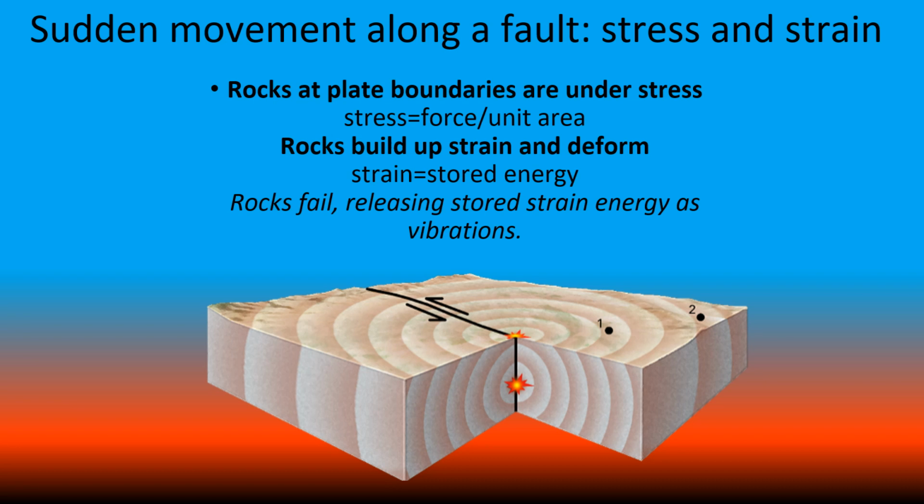All right, so sudden movement along the fault is a result of stress and strain. Rocks at plate boundaries, convergent boundaries and transform boundaries specifically, are under stress, which is just a force over a unit area. So pounds per square inch, for example, or kilograms per square centimeter. It's how much force is being exerted on a rock at a given point throughout that rock.